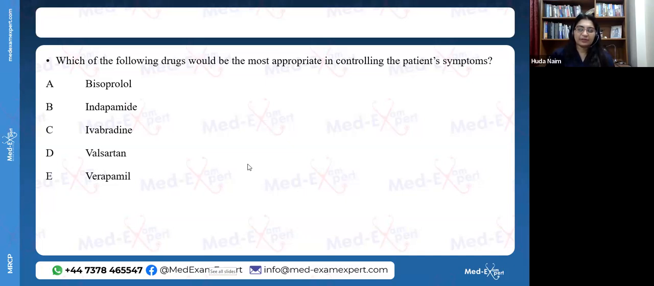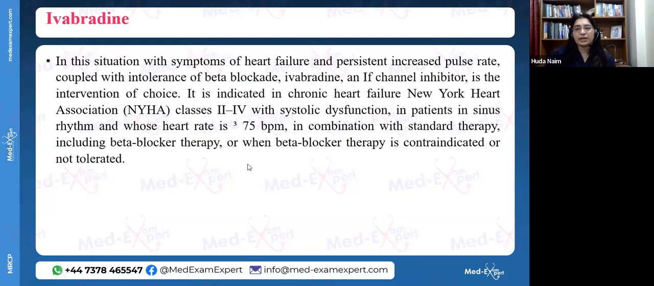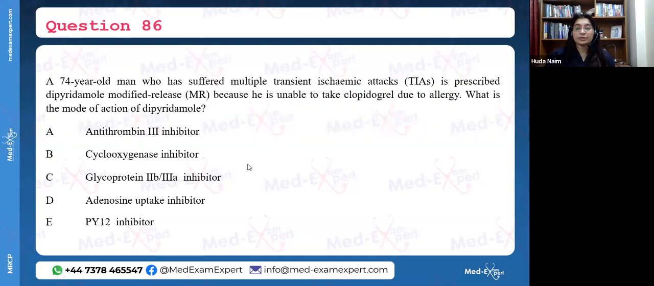Very good, Dr. Harvin. In patients who have heart failure with atrial fibrillation and who have an increased heart rate, you would use ivabradine. The indications for ivabradine are very important: those who are not responding to treatment, who have a heart rate above 75 and do not respond to a beta blocker, then you would give them ivabradine. There's always a question on ivabradine on the exam.